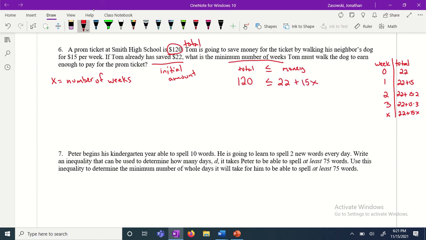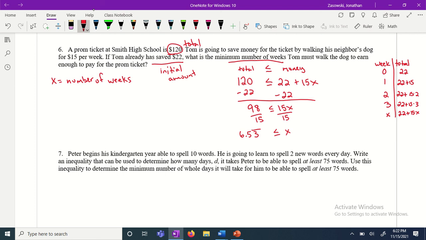Now I know that, and now I can solve. So we're going to subtract 22 from both sides. We're getting 98 less than or equal to 15x. You can divide by that 15, and then we're going to get an amount here. And we end up getting 6.53 repeating. So we know x has to be greater than or equal to this amount.